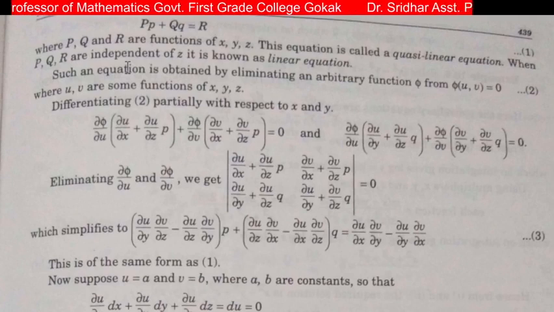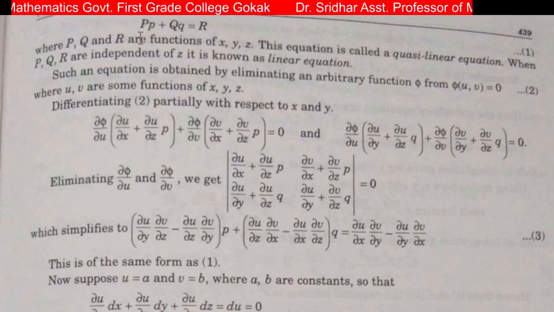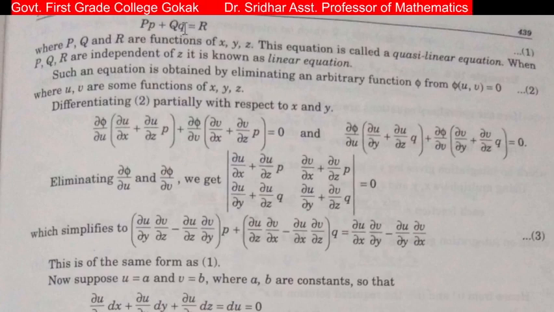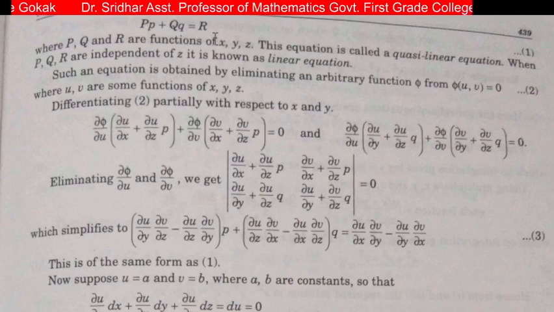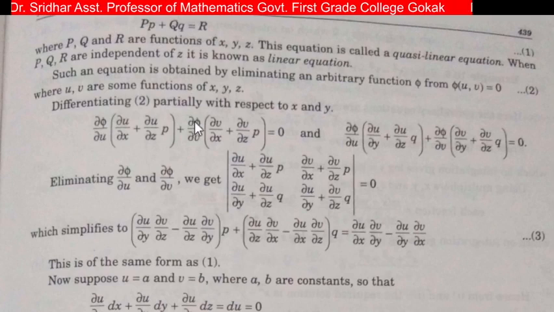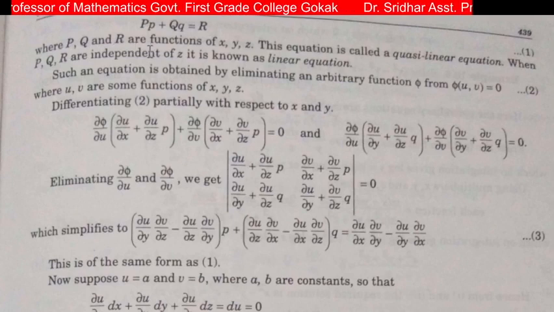A Lagrange's equation can be represented using the equation Pp + Qq = R, that is, capital P p plus capital Q q equal to R. So this equation is called Lagrange's equation, where capital P, capital Q and R are functions of x, y, z.